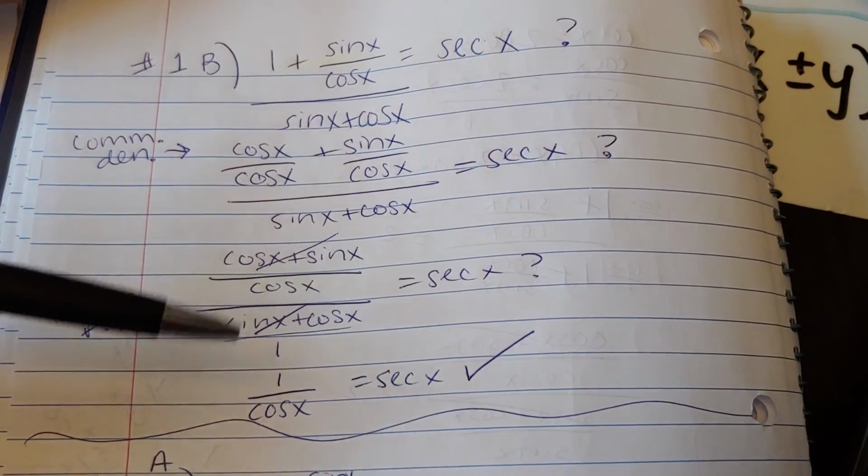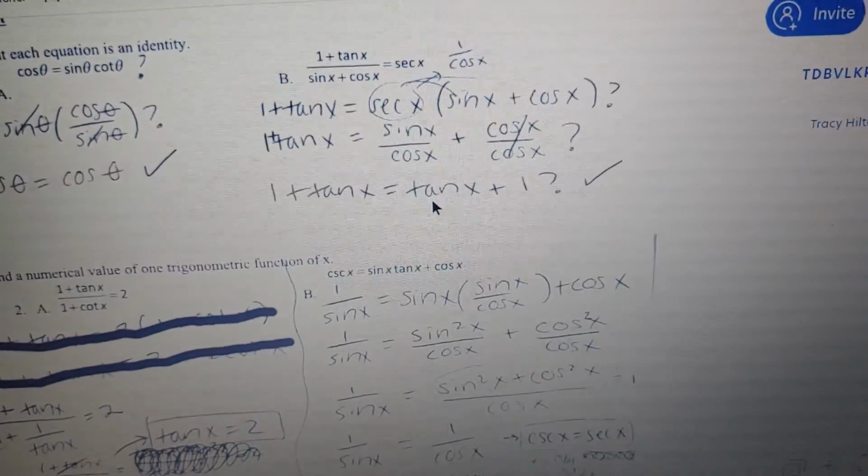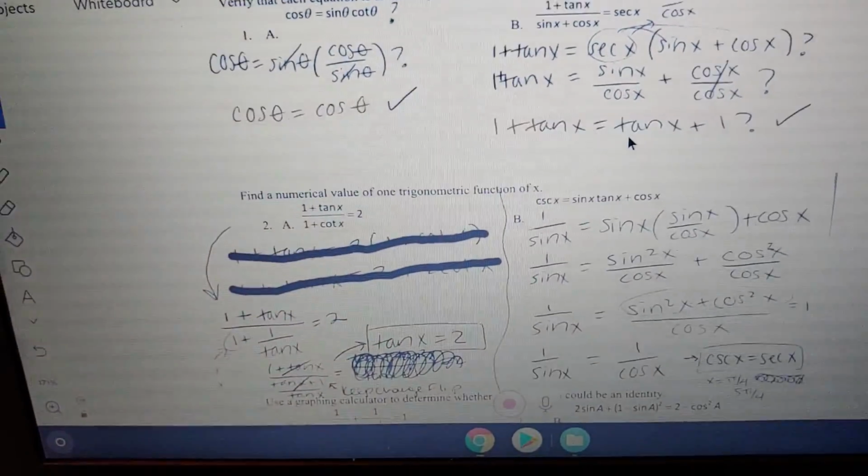So a couple different ways you could have done this. You could have ended up getting secant x equals secant x here to verify that it was an identity, or you could have gotten 1 plus tan x equals tan x plus 1 to verify that it's an identity. So either way. Okay, and number 2, oops, I'm not meaning to zoom out there.